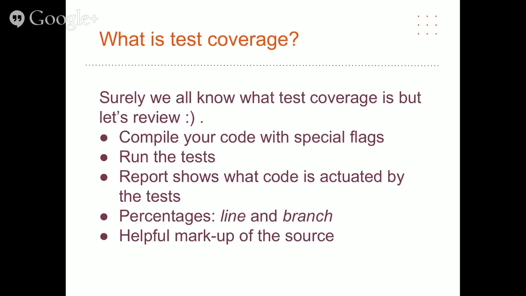So what is it? What we're doing under the covers when we're running your code, running your tests in Jenkins, is compiling it with special flags that I'll talk about in a bit, running the tests, and then producing a report that shows what code is exercised by the tests. The results of this are, and again, I hope that we all have had some encounter with this to this point, and this is all review for everybody, you get a few numbers, that is the line percentage and the branch percentage, and then you get a helpful markup of the source code.